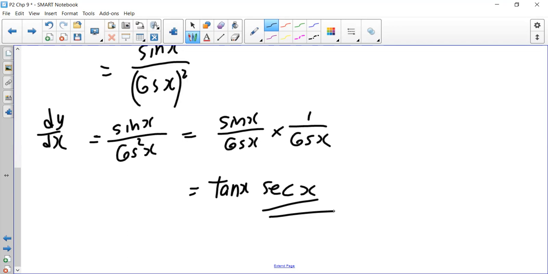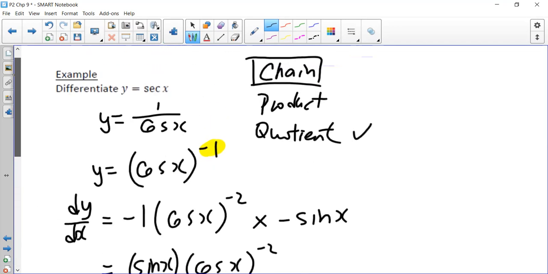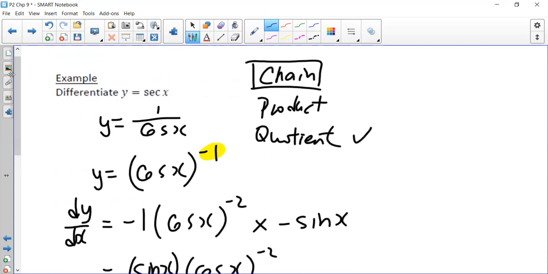Now, can I challenge you to do it on a separate paper? Try the quotient rule to prove that. Try to use the quotient rule instead of the chain rule. All right? I'll challenge you to try it on a different paper. If you can't, come and ask me.